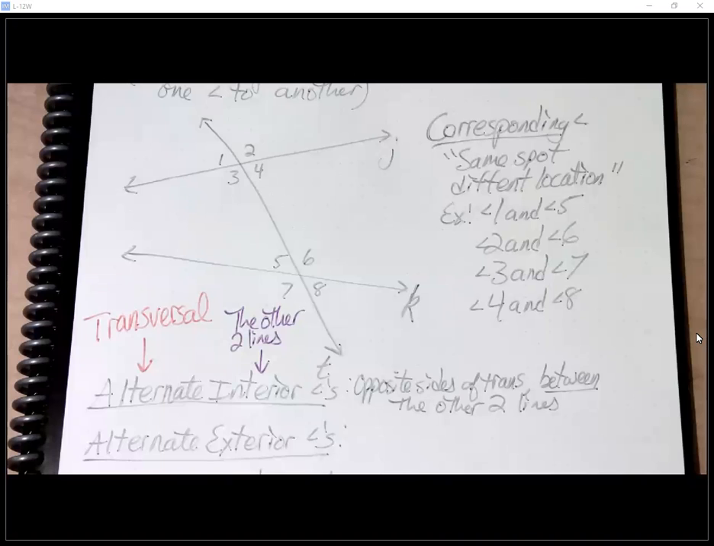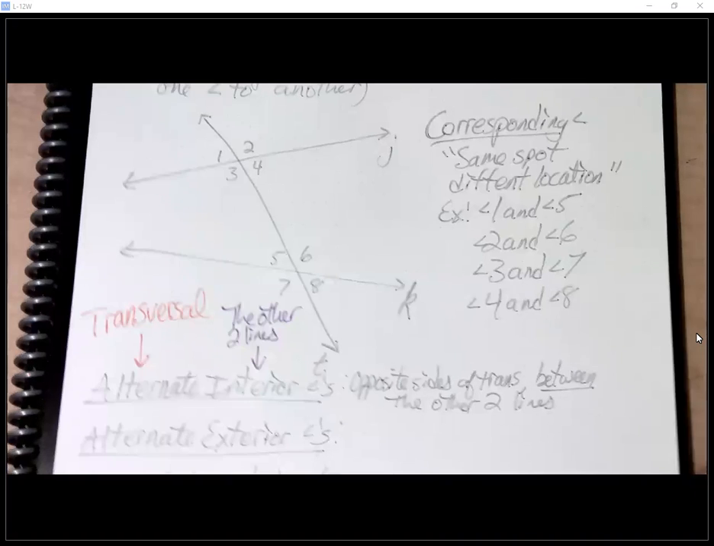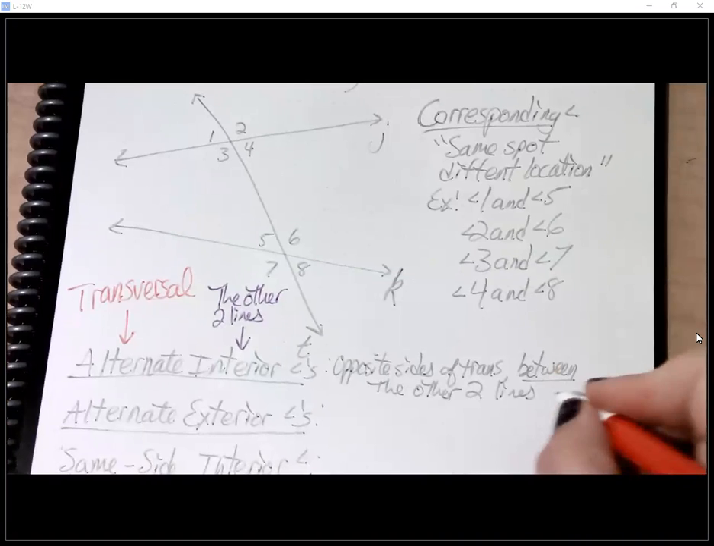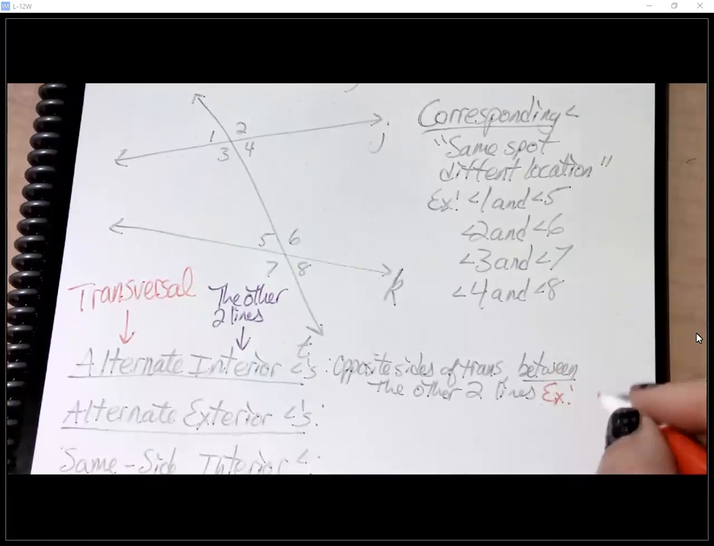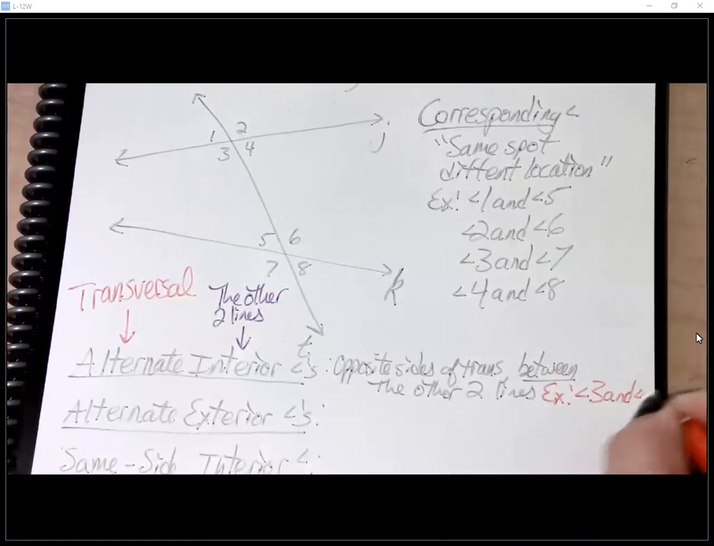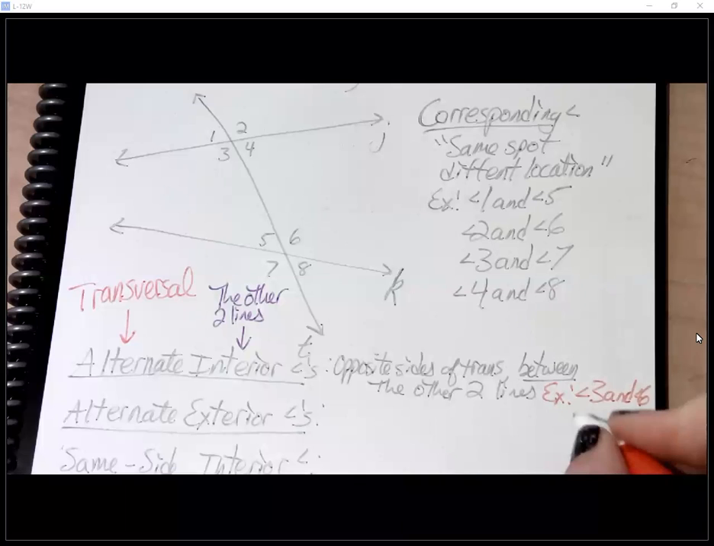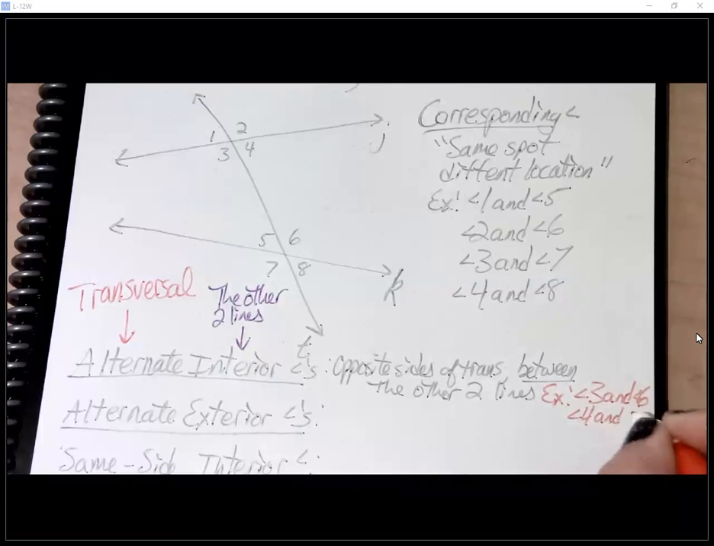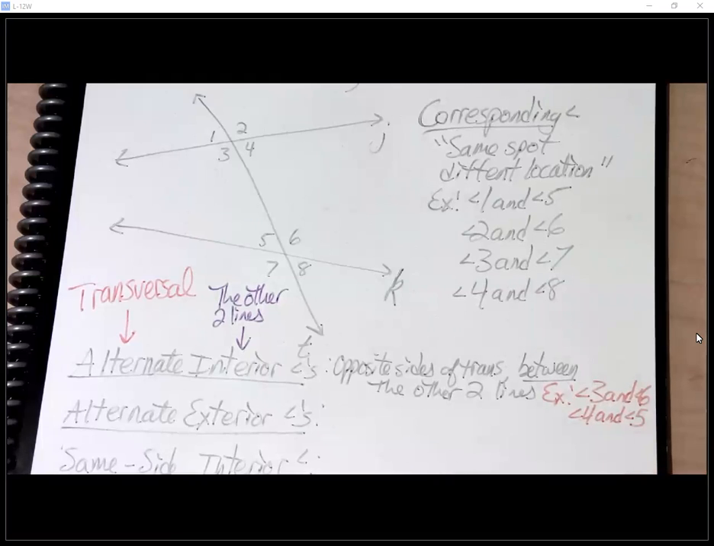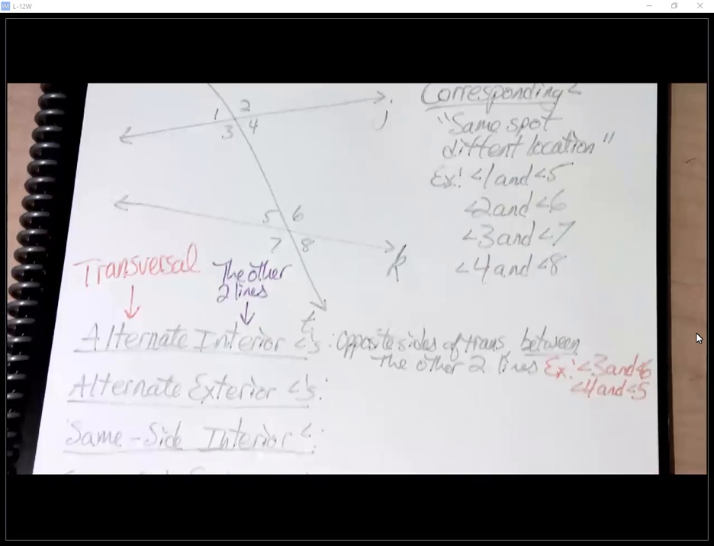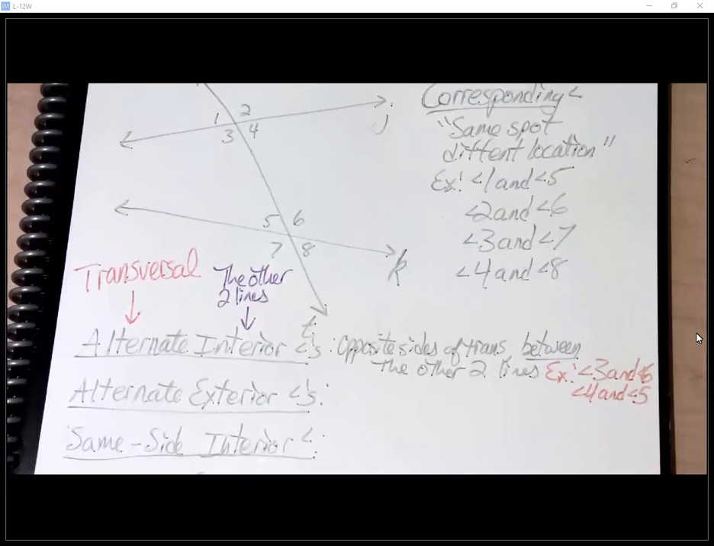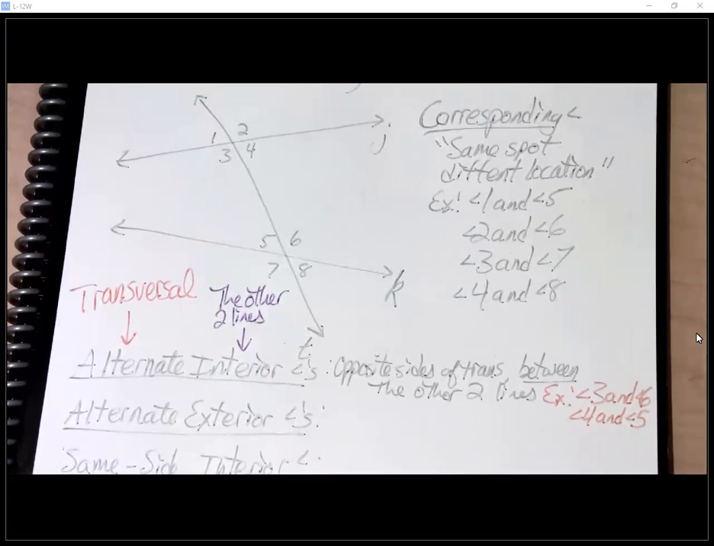Okay. So let's write those down before we forget. So our example is, we said 3 and 6. And we also said 4 and 5. So alternate exteriors are almost the same. It's just now they got to be on the outside. Carson, you think you have a pair? Wouldn't it be 1 and 8? Yes, 1 and 8 would be a pair of alternate exteriors.